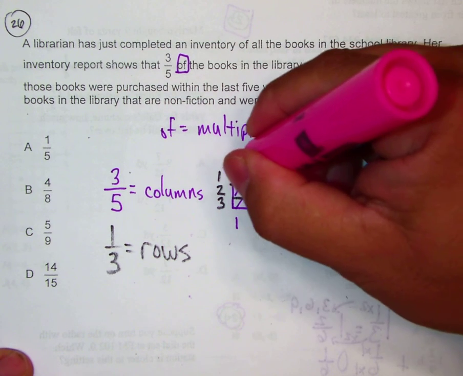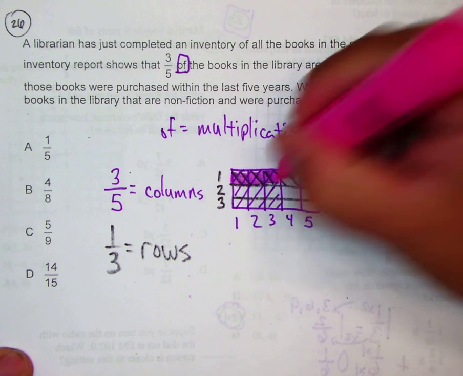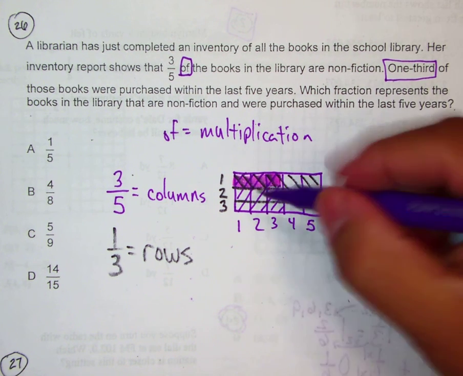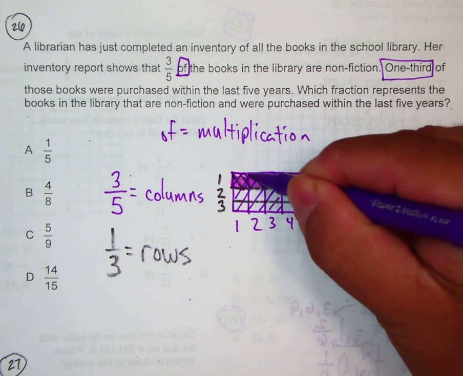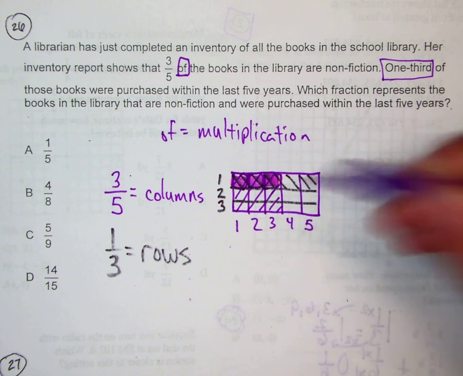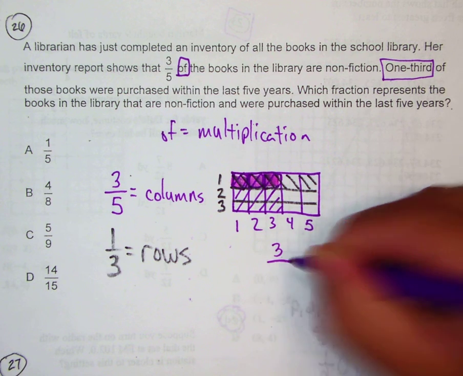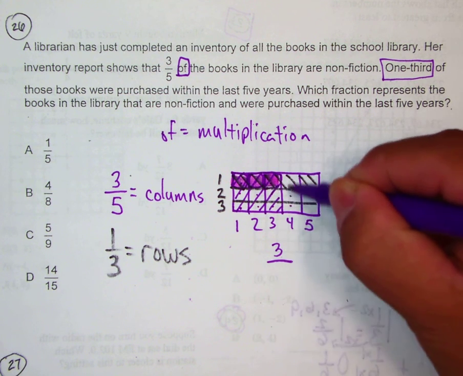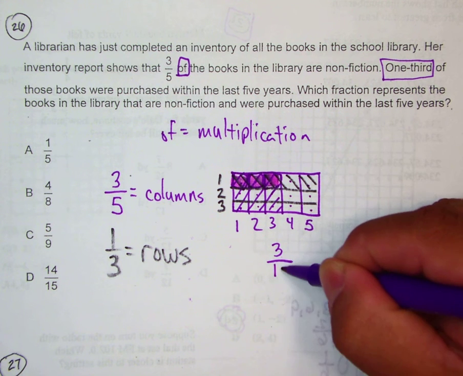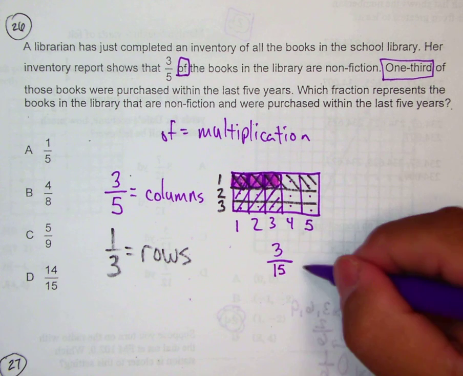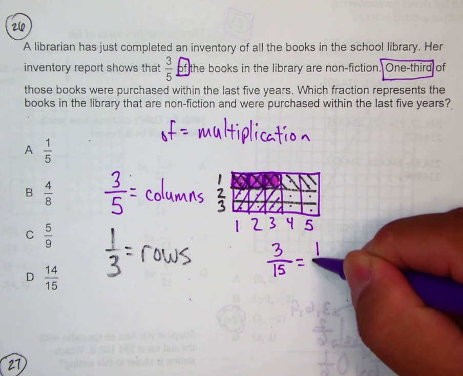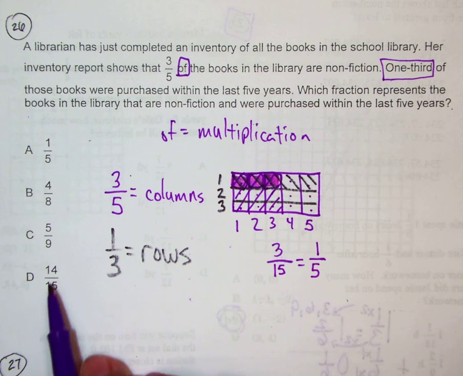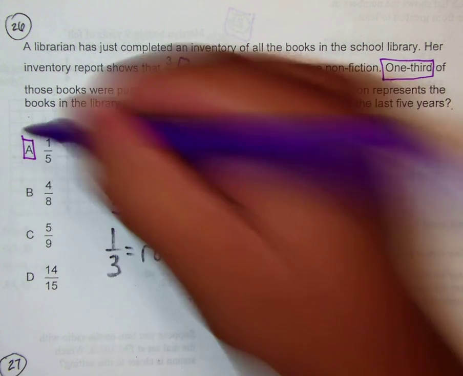So now I'm going to come back over here. I'm going to highlight what's been double crossed or shaded. I have 1, 2, 3 parts out of 1, 2, 3, 4, 5, 6, 7, 8, 9, 10, 11, 12, 13, 14, 15 total. I'm going to reduce this by 3. That gives me a 1 and a 5. I'm going to come over here. I've got 1/5.